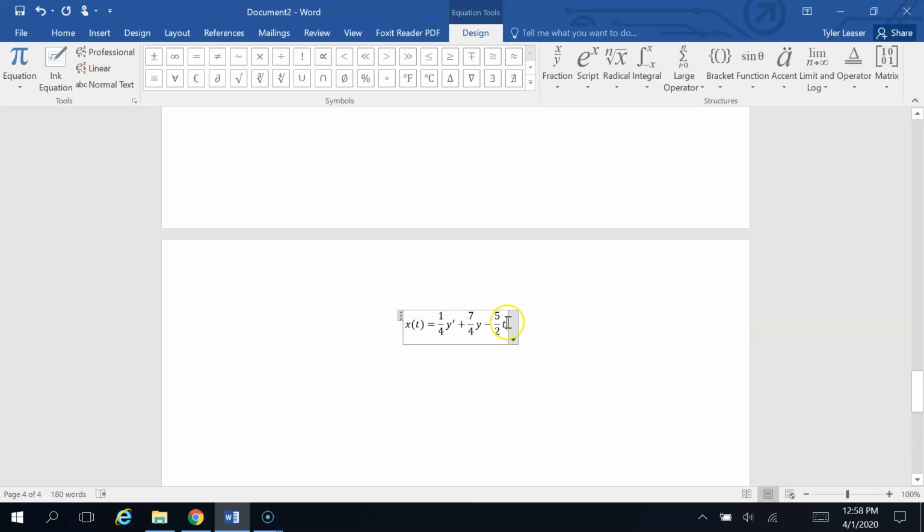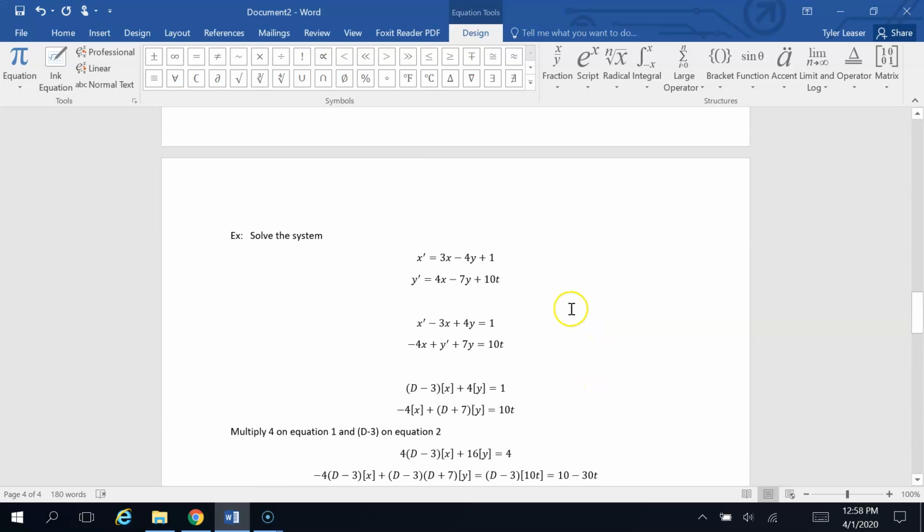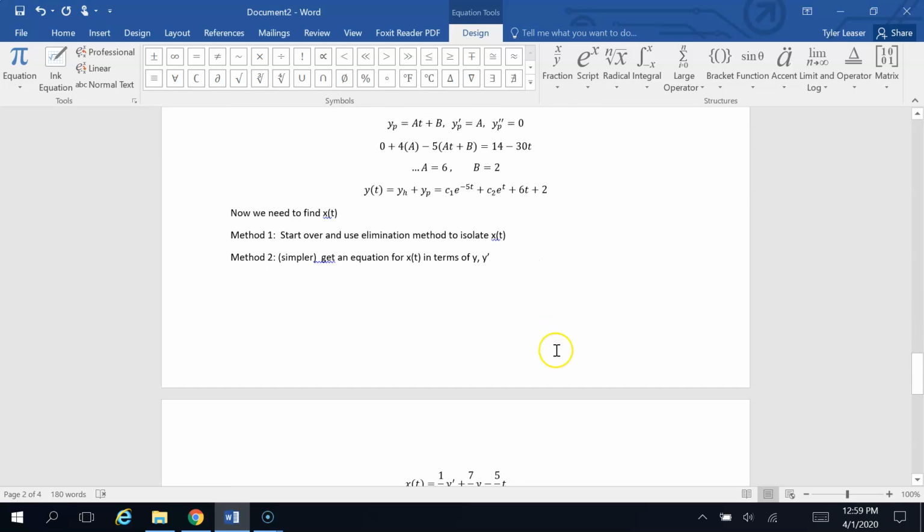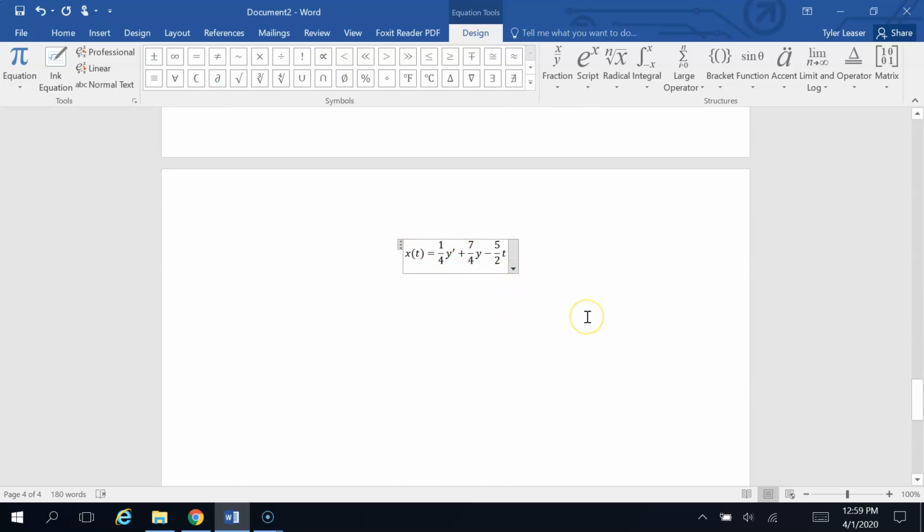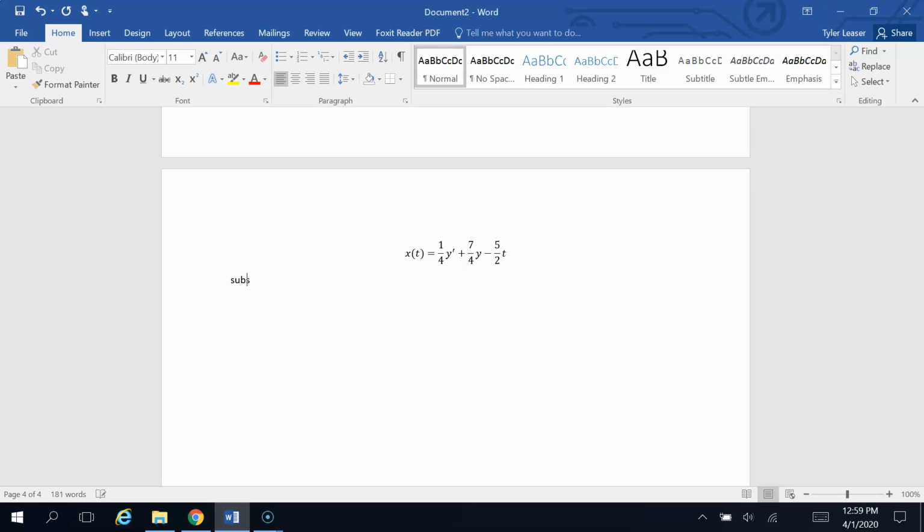And I know it looks like I'm getting that out of nowhere. This is just solving my second equation for x. So get the 4x on one side by itself and then divide everything by 4. So solving the second equation for x, so that way it's in terms of y's and y primes, we get this. Then all we need to do is substitute the y that we found earlier into that.